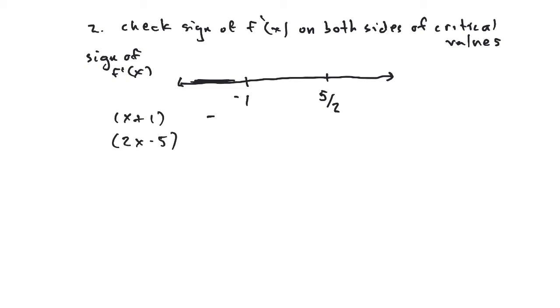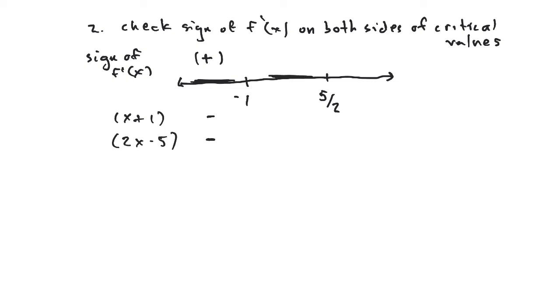If I plug negative 2 into 2x minus 5, that's negative 9, which is also a negative. And if I multiply a negative by a negative, which is what f prime of x is, it's these two factors multiplied by each other, this is going to tell me that I have a positive up here.